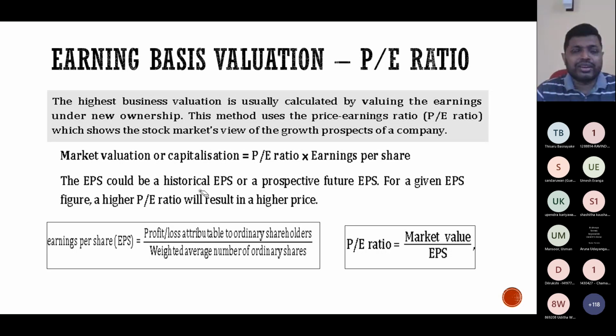In most instances, this earning based valuation is applicable if it is a listed entity, because earning per share and the market traded price are available, then you can easily calculate the PE ratio. Clear? This is earning based valuation. When calculating earning per share, that is the profit attributable to equity holders, that is profit after tax.